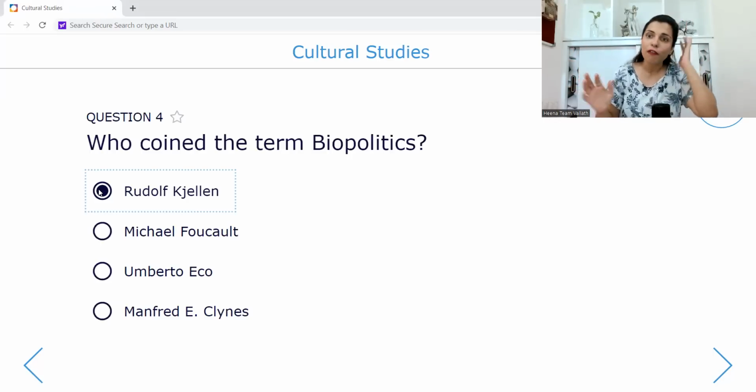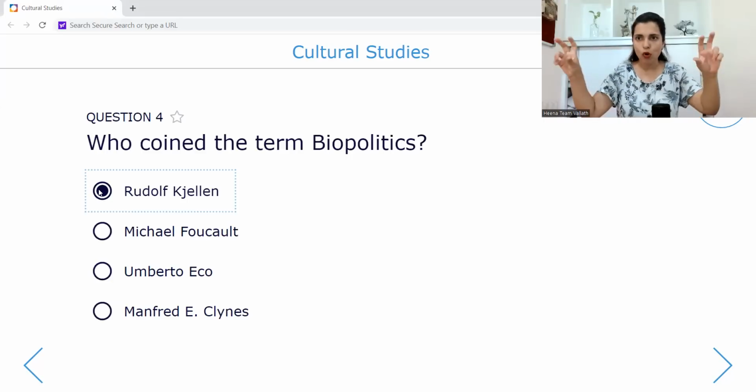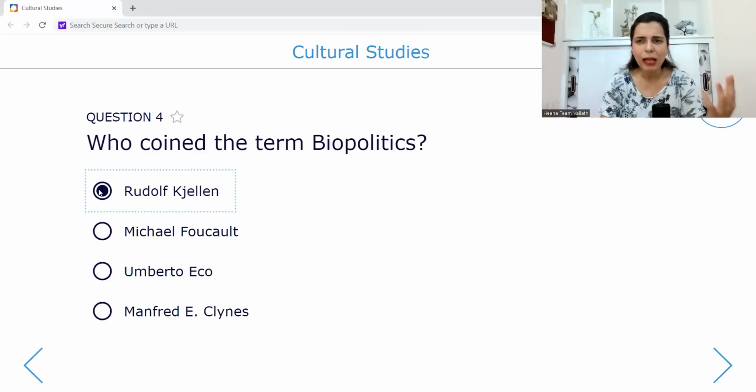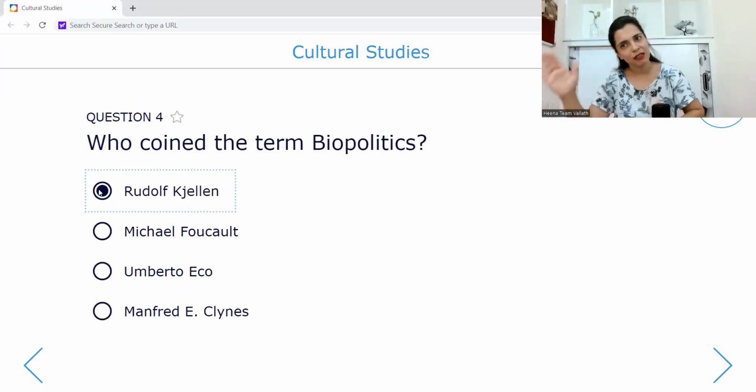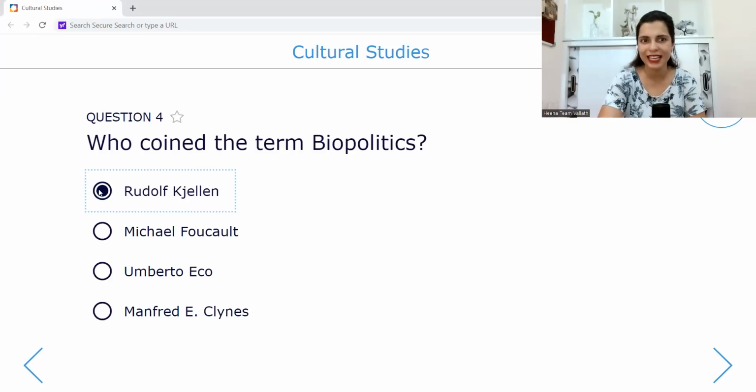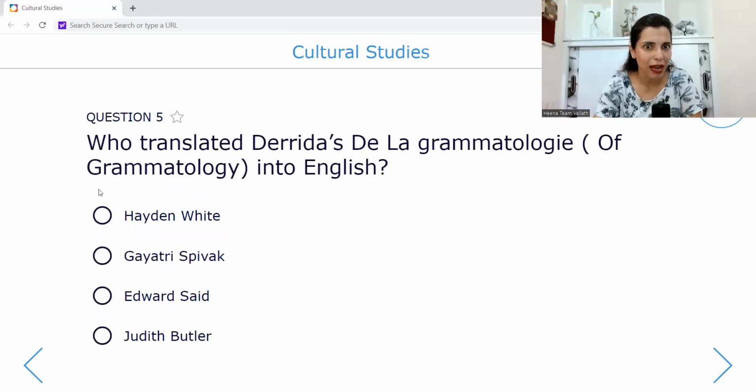Biopolitics. Politics helps in regulating biology, people, species, right? Now, after Rudolf, Michel Foucault actually developed this idea of biopolitics. Quote by Michel Foucault, biopolitics is to ensure, sustain, and multiply life, to put this life in order. Okay, so term by Rudolf Gellin, biopolitics, further developed by Michel Foucault. Easy, easy. Question number 5. Who translated Derrida's De la Grammatologie or Grammatology from French into English?